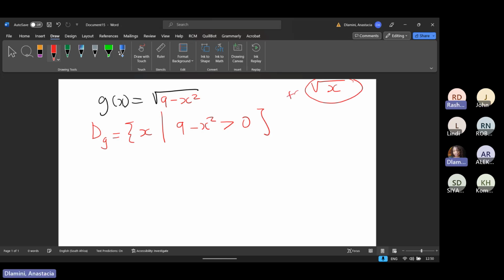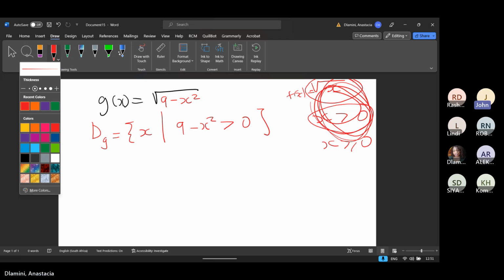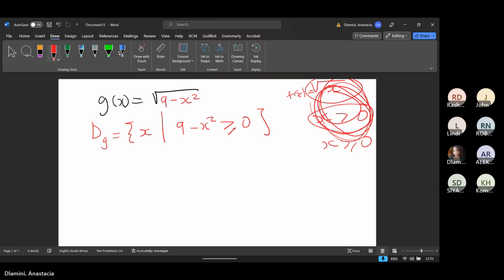So what's the domain of f of x equals square root of x? X greater than 0. Guys, there's something you're missing. Okay, equal to 0. Thank you. X greater or equals to 0. So we're saying anything under the square root would be x greater or equals to 0. So what will be the answer inside here? 9 minus x squared is greater or equal to 0. Thank you.